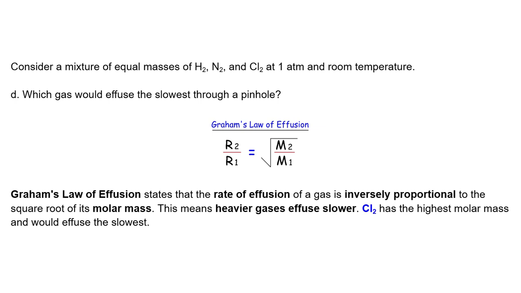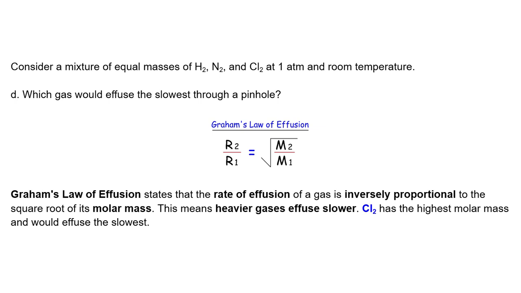The last part, part D, which gas would effuse the slowest through a pinhole? When a gas escapes the container through a small opening, we call that effusion. And effusion can be mathematically represented by what's called Graham's law of effusion, which is this equation right here. This is another equation that you don't have to know. We're not going to use this equation mathematically.